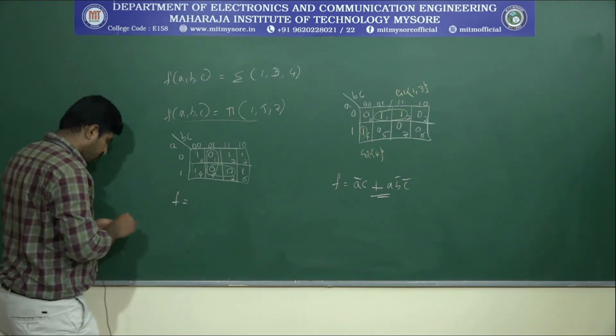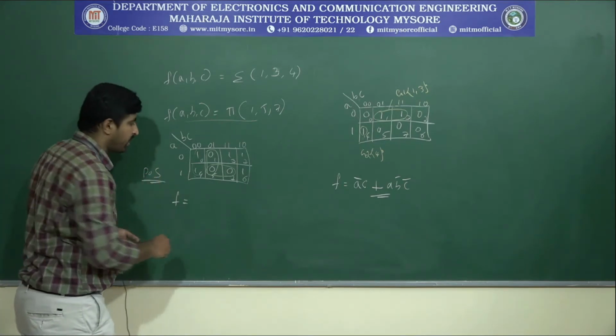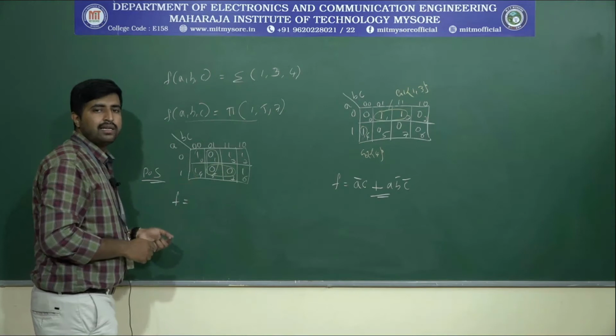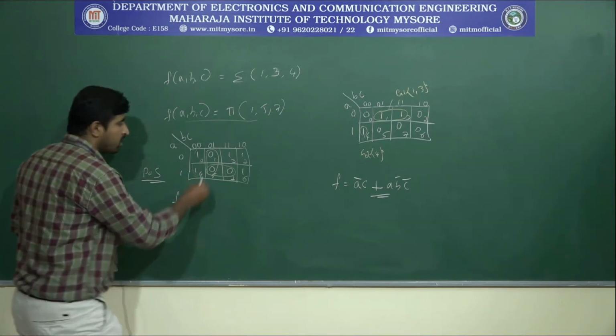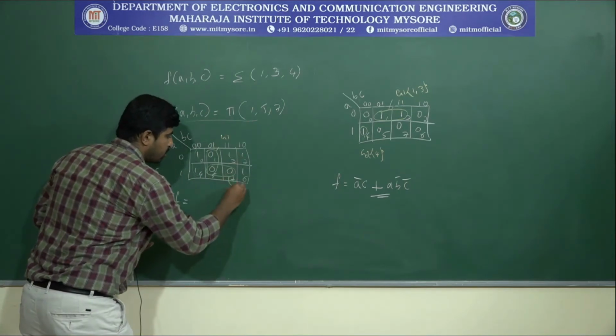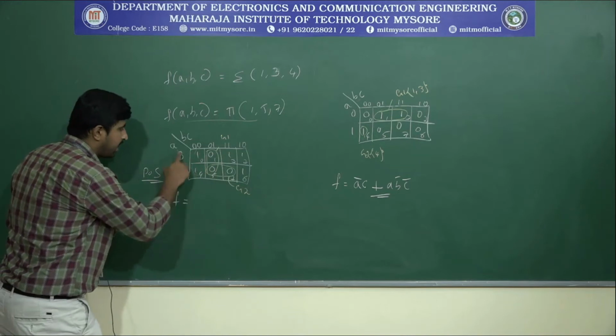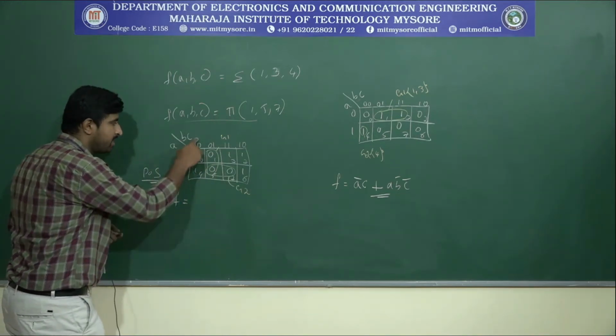Here we're going to write the POS expression. Keep in mind, we write a POS expression because we are grouping the zero cells. Okay. So this is group 1 and this is group 2. And what is the group 1 equation? See, A, B, C, we need to look out.